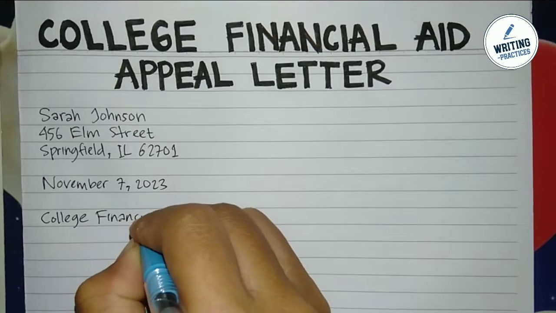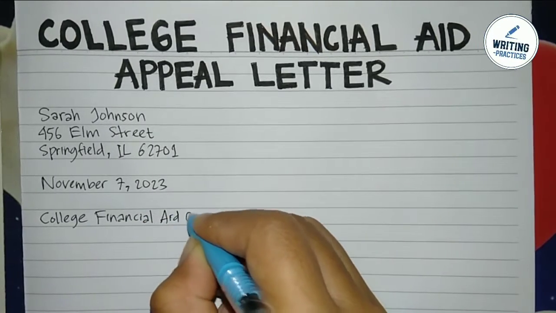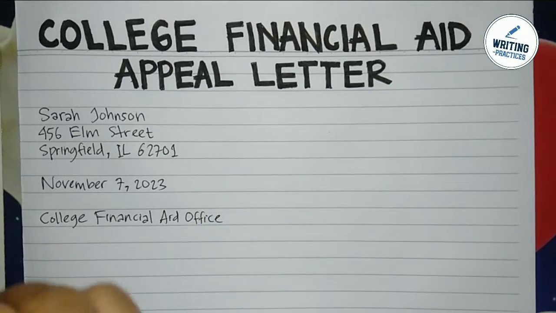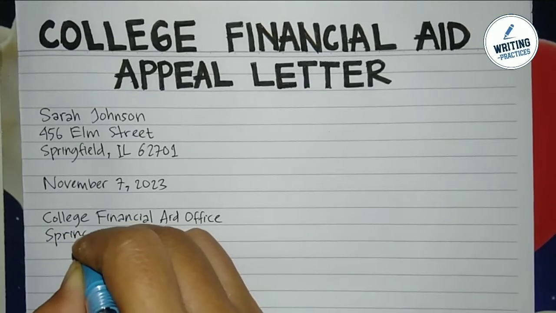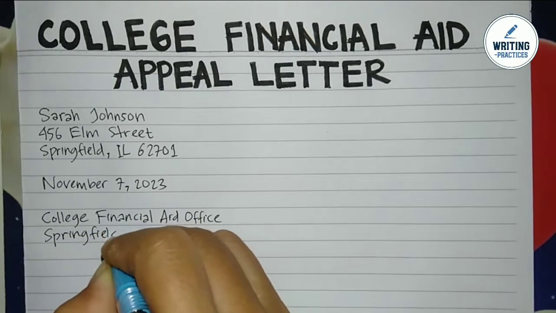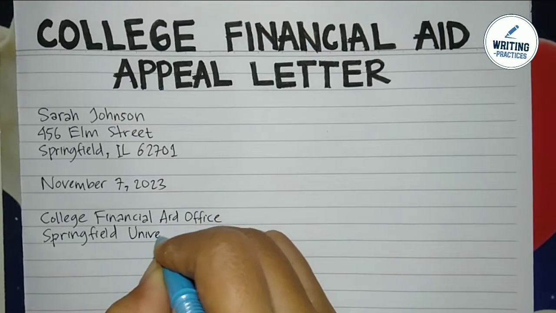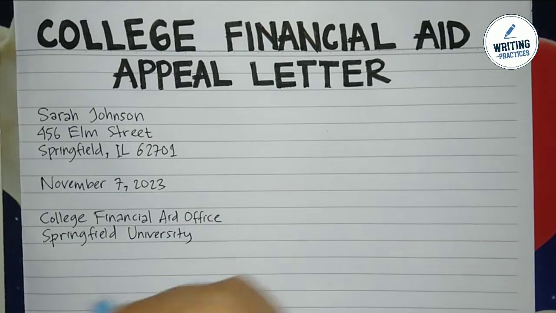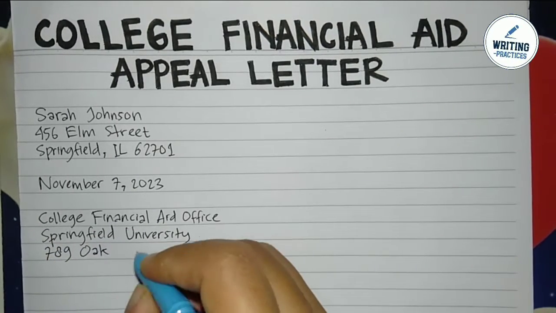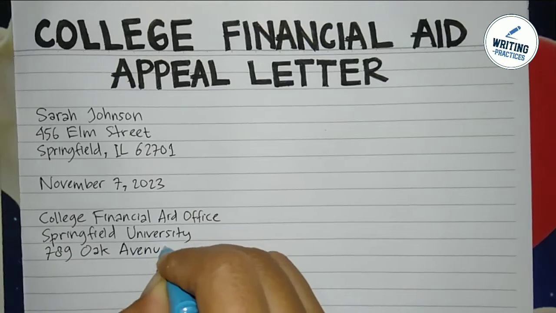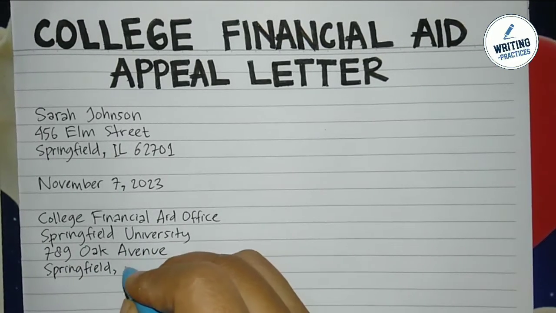And write your home address. After that, write the date of the letter. Next, write the information about the recipient. It is okay if you don't know their name. Just mention the name of the office or admission. And write the name of the university or college or institution. Write also the address of the college or institution or university. You need to mention the number, street name, city, state, and zip code.